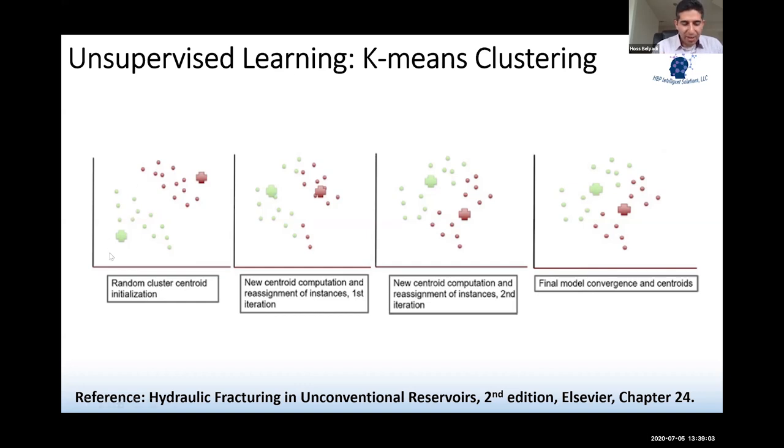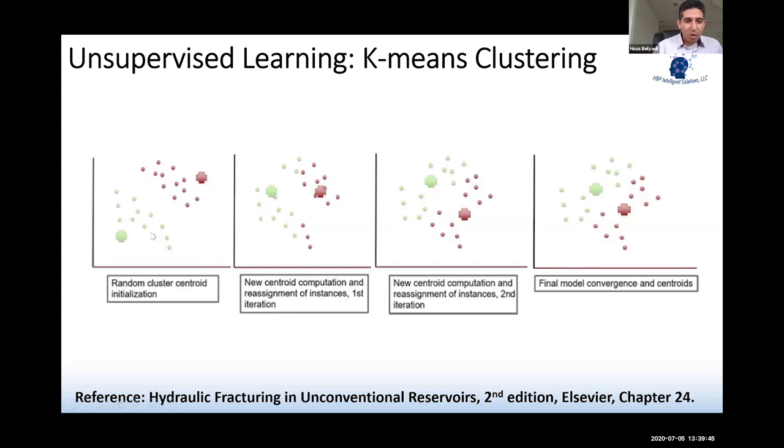The first step is to randomly select these two centroids. You see this red centroid here and this green centroid, okay? You randomly initialize these two centroids. Why did I choose two? The number of clusters is a function of your domain expertise. For example, if you are trying to solve a liquid loading problem, you know that a well is either loaded or unloaded, so you're going to choose two clusters. So in this case, I'm going to choose two centroids to start with.